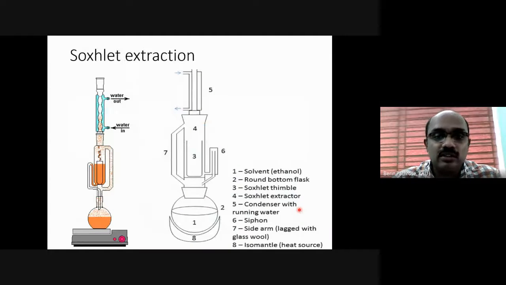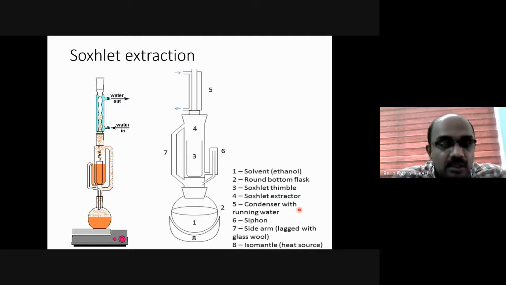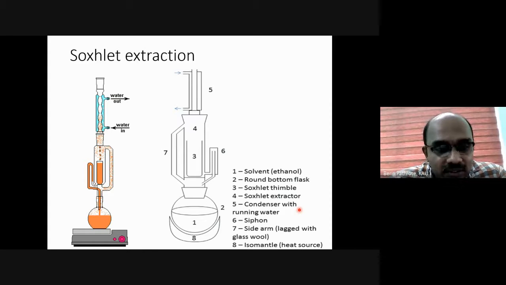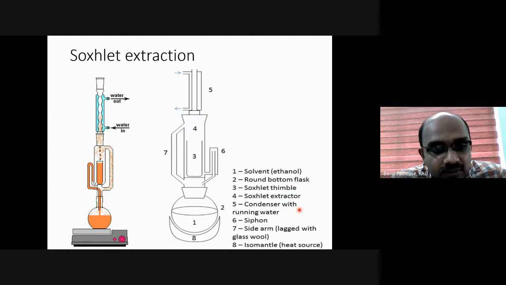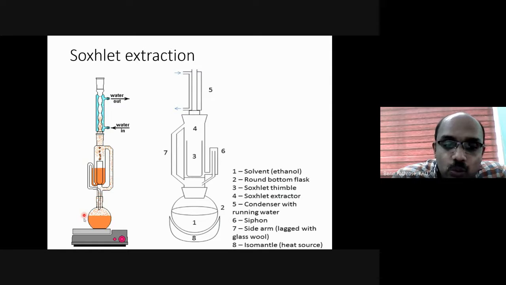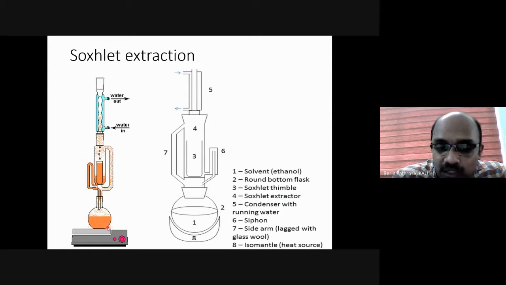Are you clear with solid phase extraction? Yes. The next one is Soxhlet extraction. Have you ever worked with Soxhlet? Do you know what a Soxhlet means? No, sir. Actually, we have a round bottom flask which will be kept over a heating mantle.